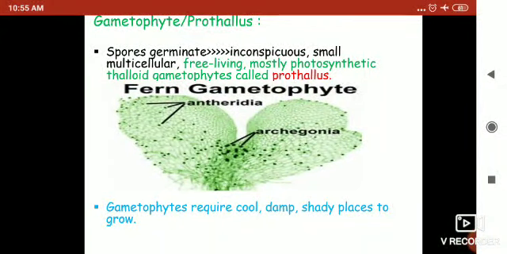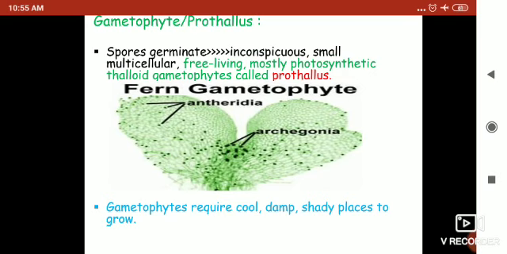Hello everybody, today we are going to discuss the gametophyte or the gametophytic phase in the life cycle of pteridophytes. Let us first of all recapitulate what we have studied so far. We know that the sporophytes produce spores and these spores germinate and give rise to gametophytes. Since the spores are produced by meiosis, they are haploid and the gametophytes too are haploid.